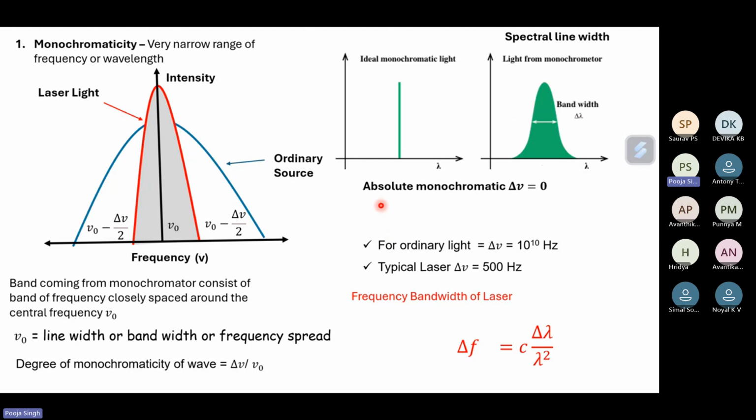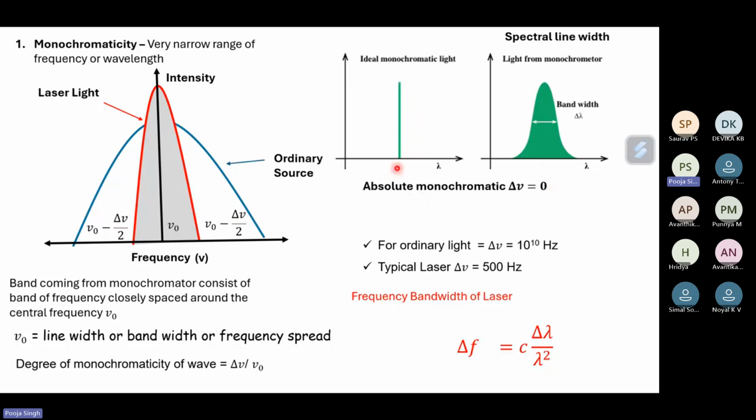If we talk about absolute monochromaticity, the wavelength range difference will be zero. You can see that it doesn't have any range. It has only a single wavelength of the light.